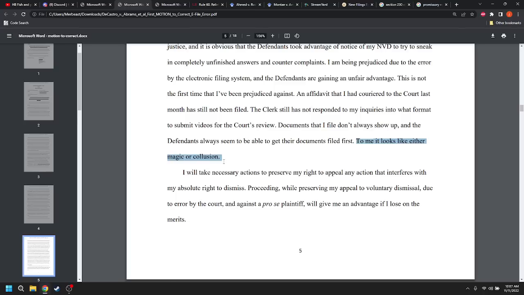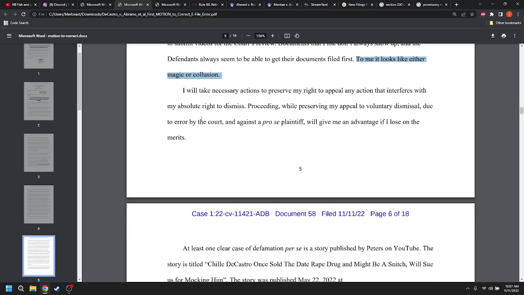The whole world's against Chile, don't you know? It's nothing that Chile did. It's just that the world is against Chile. Chile doesn't stop. He's got a can-do attitude, and the world is just all out to get him. It's just Chile versus the world. For no reason whatsoever. Can't figure it out. Just the world's just prejudiced against Chile. I will take the necessary actions to preserve my right to appeal any action that interferes with my absolute right to dismiss. Oh my God.